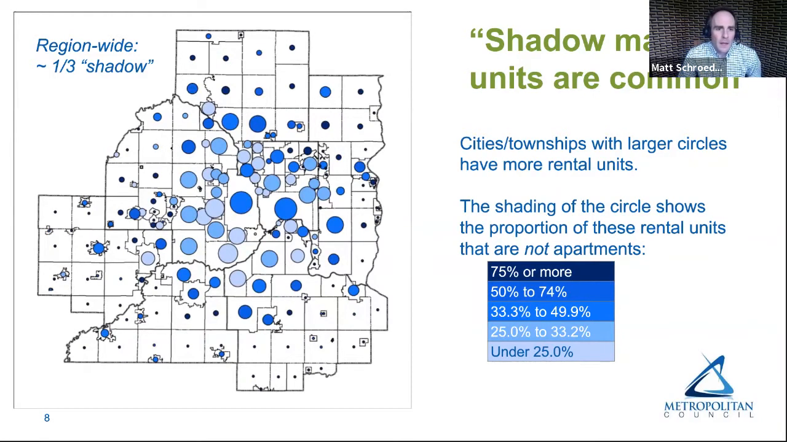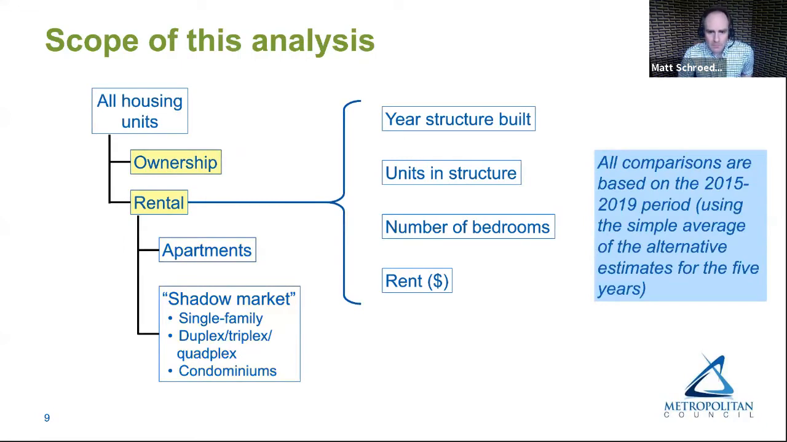So region-wide in the Twin Cities region, I'm not sure you can see my mouse, but if you can, these two larger cities with the large blue bubbles in the middle are Minneapolis on the left and St. Paul on the right. So region-wide, again, a third of rental units are in the shadow market, and that is true as well for Minneapolis and St. Paul, not just the cities closer to the edge of the region that don't have many apartments. So again, I think it's important to incorporate that into analyses of rental units.